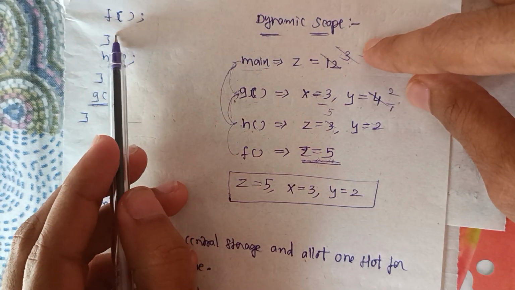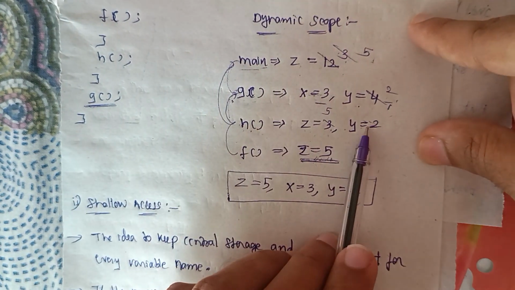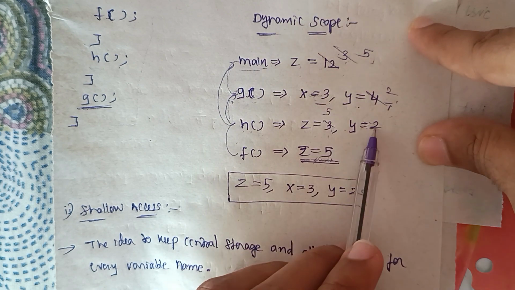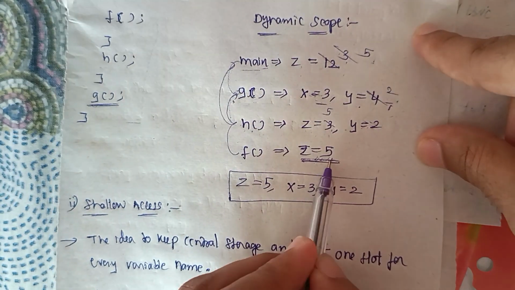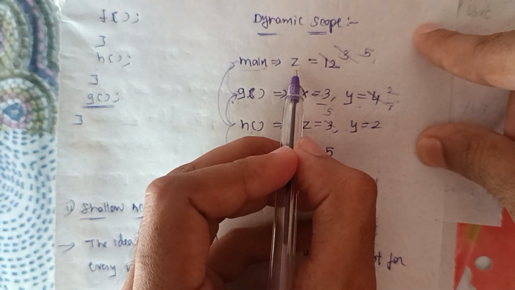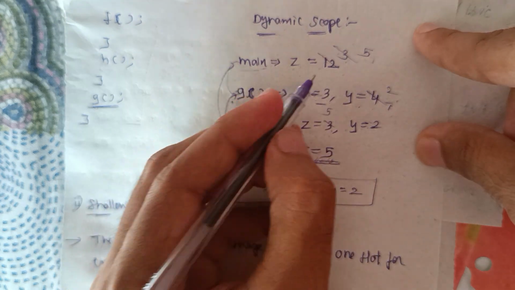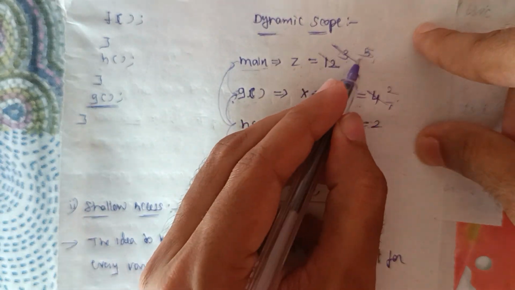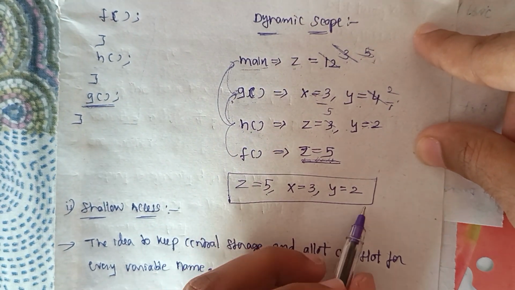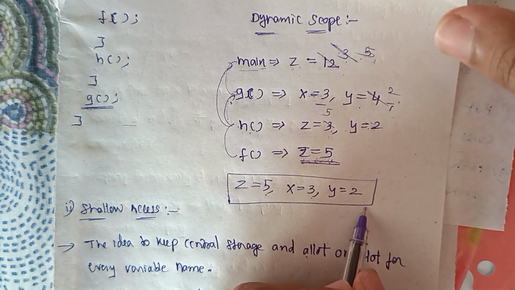The next function to be called is the f function. The f function undergoes addition between the x and y values. Here the x value is 3 and the y value is 2, so the addition of 3 plus 2 gives us 5. And the value 5 is stored in z. But that z is stored in main, and z equals 3, which had been changed from 12. Now we are going to change the value of 3 to 5. So finally the z value is 5, x is 3, and y is 2. This is the mechanism of solving deep access problems.